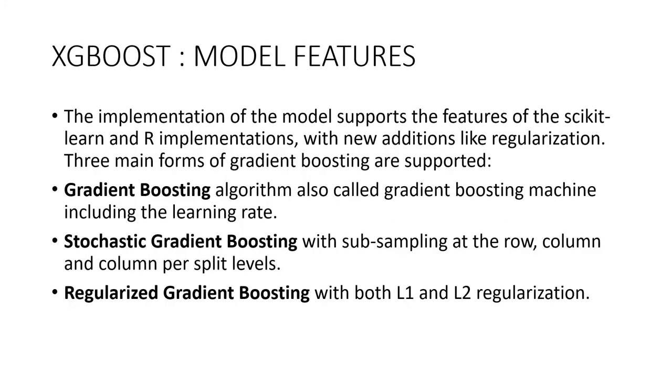XGBoost model features. The implementation of the model supports the features of the scikit-learn and R implementations, with new additions like regularization. Three main forms of gradient boosting are supported. Gradient boosting algorithm, also called gradient boosting machine, including the learning rate. Stochastic gradient boosting with sampling at the row, column, and column per split levels. Regularized gradient boosting, with both L1 and L2 regularization.